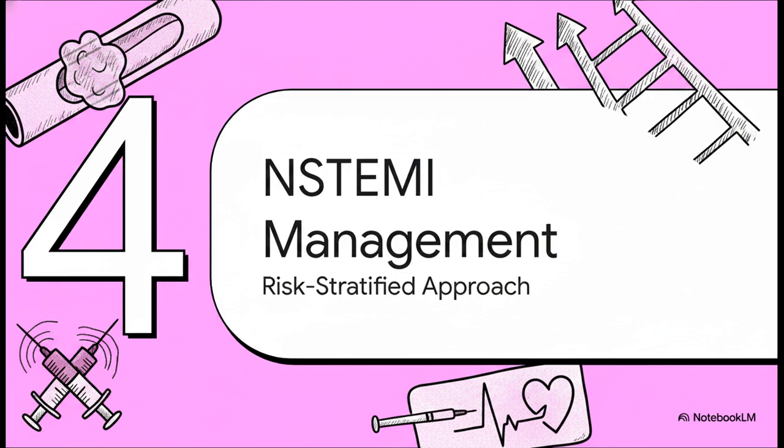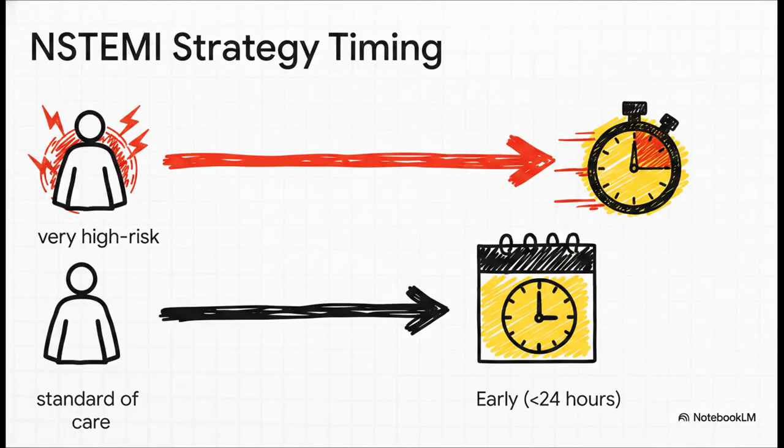So instead, our management paradigm shifts to a risk-stratified invasive approach. The timing of intervention in NSTEMI is precisely tuned to the patient's individual risk. For the sickest, most unstable patients, we're talking those in cardiogenic shock or with chest pain that just won't quit, they need an immediate invasive strategy. That means they're in the cath lab within 2 hours. For the majority of other confirmed NSTEMI patients, an early invasive strategy within 24 hours is the standard of care.